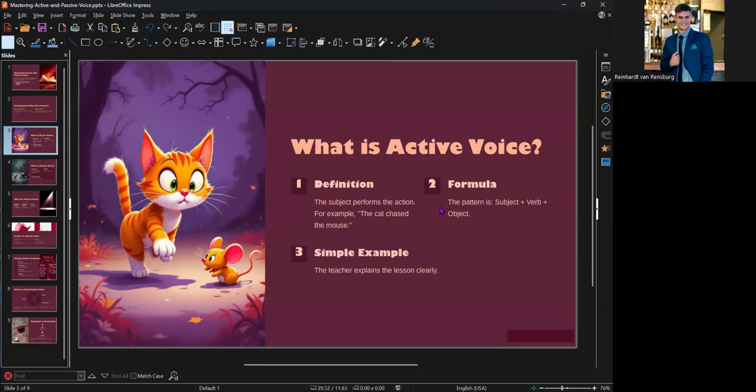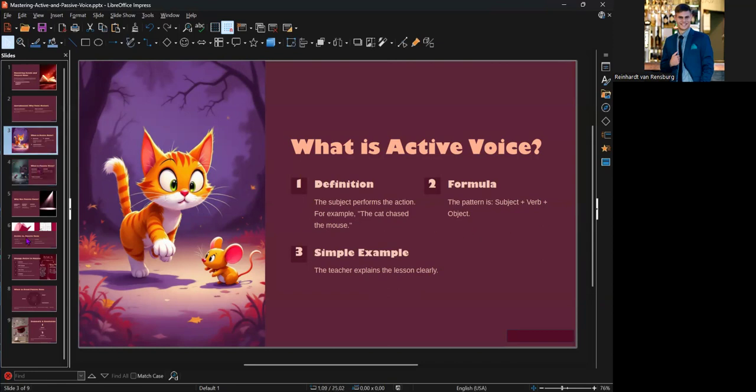The formula we will be using to identify the active voice is subject plus verb plus object. Another example that we can use is "The teacher explains the lesson clearly," or "I wrote a letter to my friend." In each of these examples, the subject, which is the cat, the teacher, and I, is performing an action.